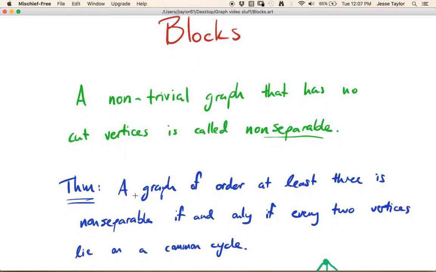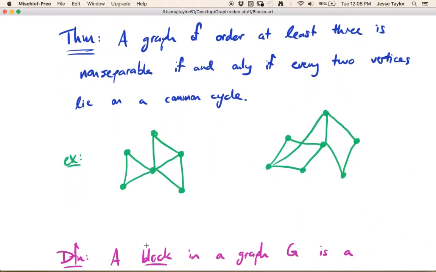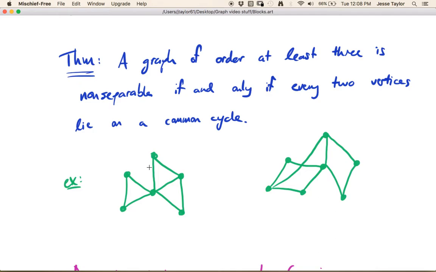And it turns out that it's sort of easy to see when a graph is non-separable because of this theorem. A graph of order at least 3 is non-separable if and only if every 2 vertices lie on a common cycle. So let's see what this looks like. Let's consider this graph here, which has a cut vertex. V is a cut vertex, as opposed to this graph, which has no cut vertices. So this graph is non-separable. This graph isn't. You might say it's separable.